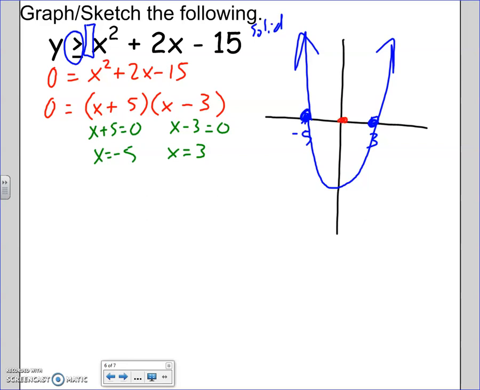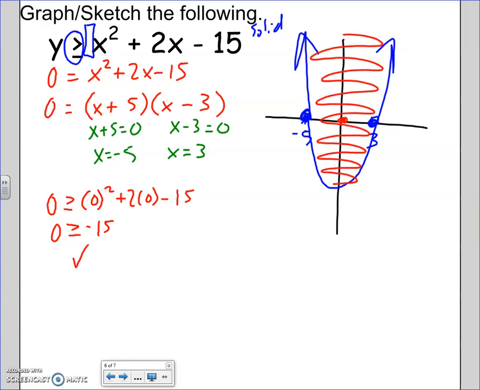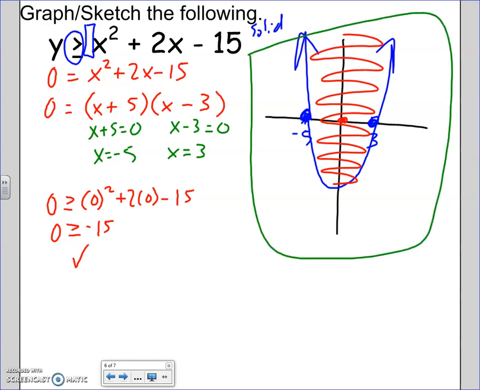Let's try 0, 0. Plug into the original problem. 0 for y, 0 for x. That's just going to be 0 is greater than or equal to negative 15. Is 0 bigger than negative? That's true. So I shade the inside. Then I'm going to stop here and check. Do I need just the graph or do I need to write the inequality? Because there's 2 letters, I need the graph only. So that is my answer. So the answer is just this. No inequality. So again, less work.